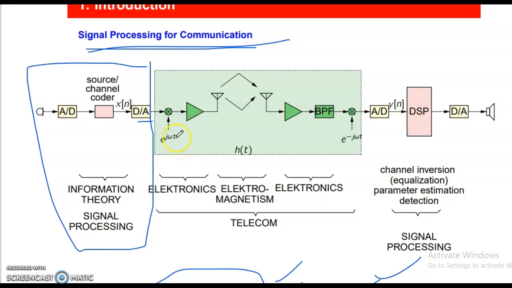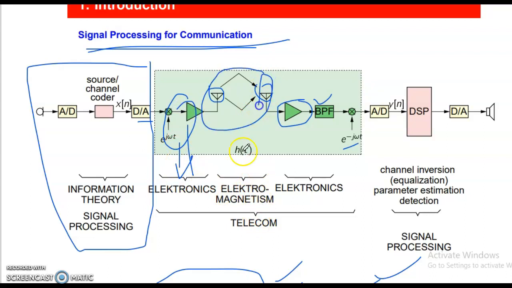e power j omega t, from digital to analog, gives to op amp, then transmitter antenna, then receiver antenna, then amplifier, then band pass filter, then e power minus j omega t. This is the electronics. These two parts are electronics. This is electromagnetism. Okay. This is electronics. This is H of t total.